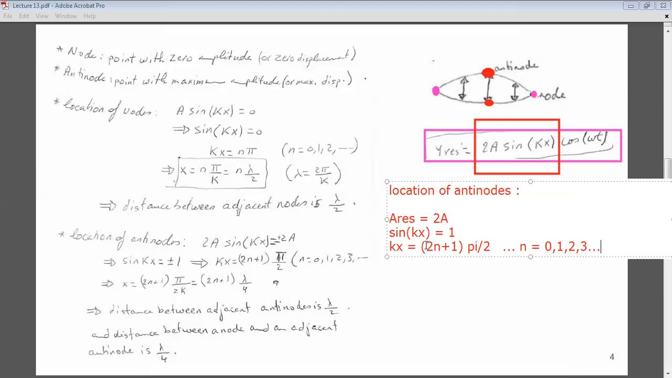So why did I put 2n plus 1 here? This is just to make it 1, 3, 5, so I make sure that I have odd multiples of pi over 2. If I just put n pi over 2, then for example at n equal to 2, this will be pi, and that will not give me sine kx equal to 1. So here, I put it just to make sure that I get these over 2's, pi over 2.